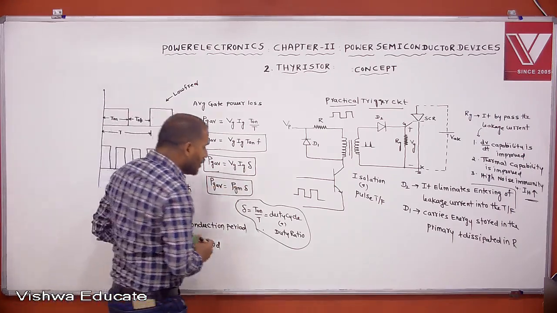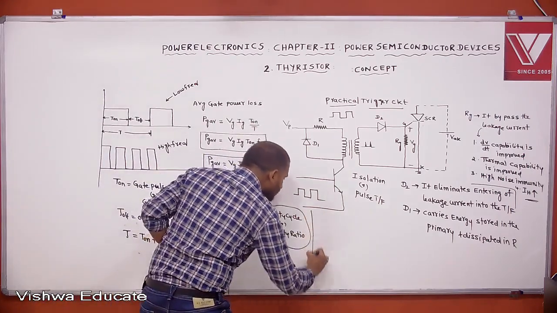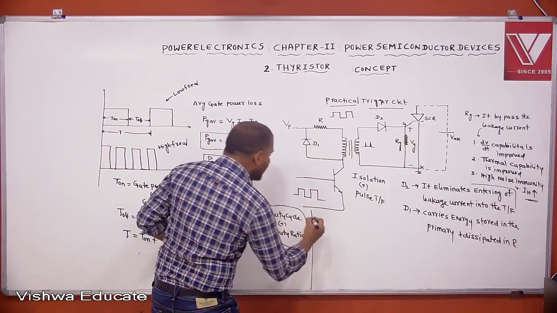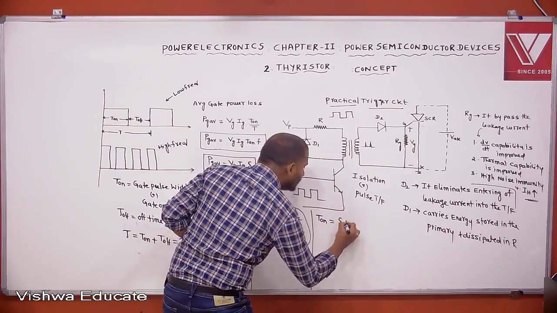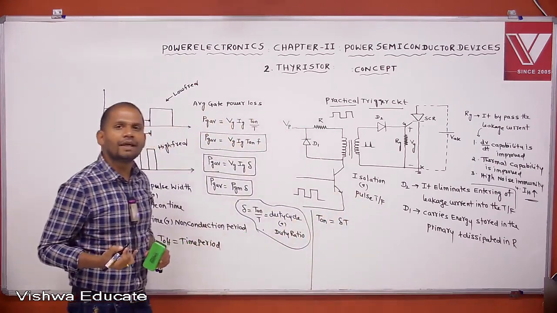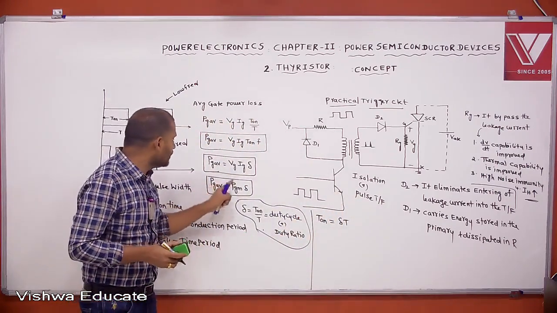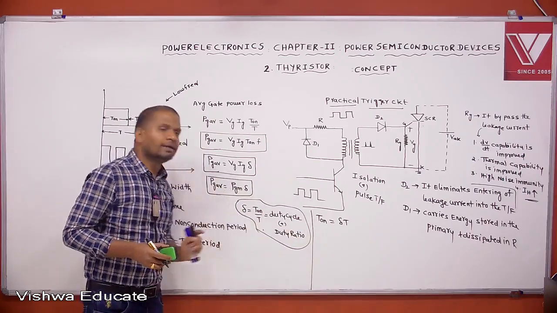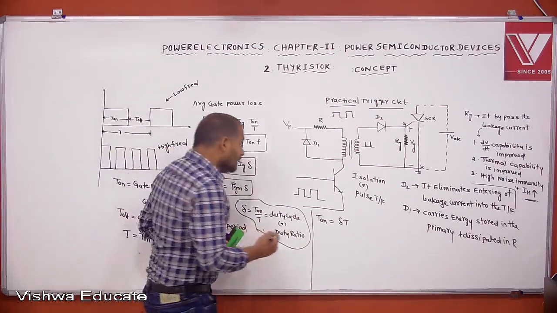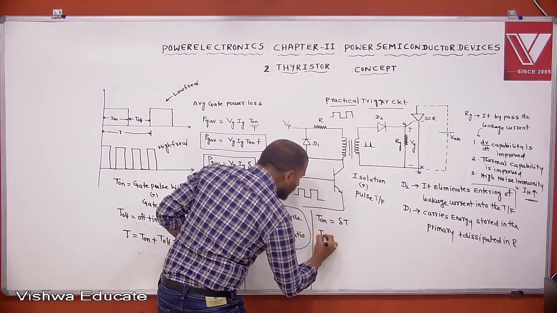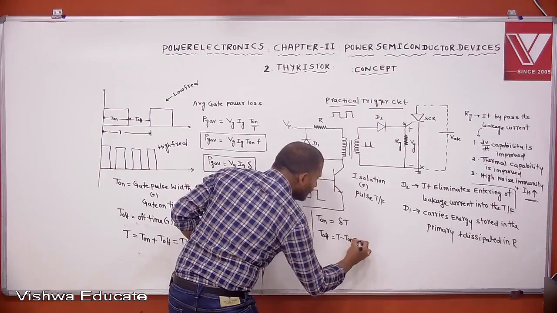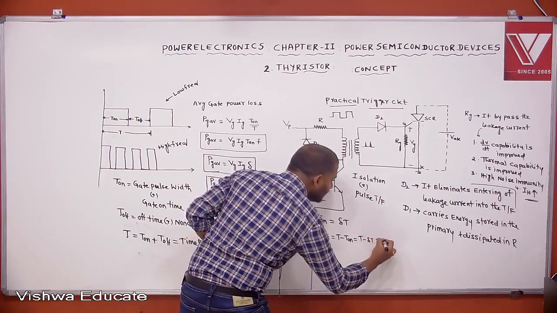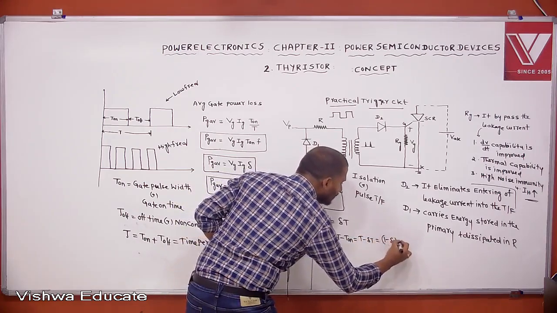Then I want to write two formulas here. What is T on equal to? T on equals delta T. Then, what is T off, you tell me? T off equals T minus T on, T minus delta T, so T off equals 1 minus delta into T.